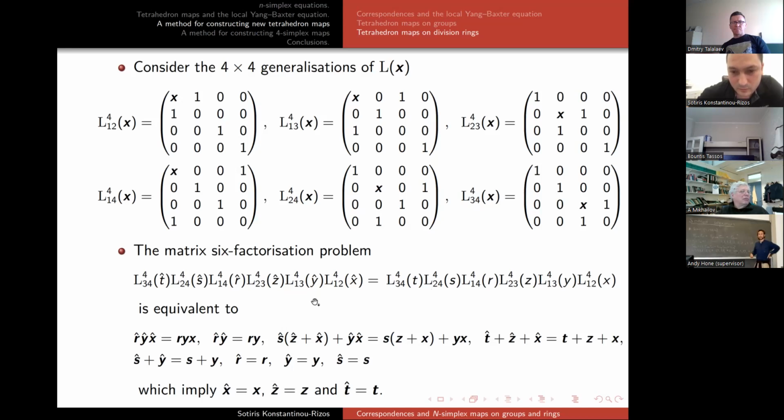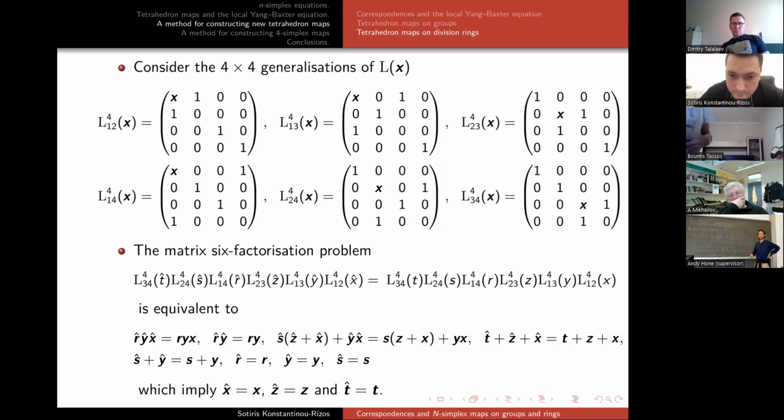And it's very easy to do because, look, this is equivalent to this system here. And as you can see, it's pretty much straightforward. You get straight away that S hat is equal to S, Y hat is equal to Y, R hat is equal to R. So from here, you get straight away that X hat is equal to X. And then you substitute from here, and you find that Z hat is equal to Z. So they follow pretty much immediately, and then you prove that this is a tetrahedron map.